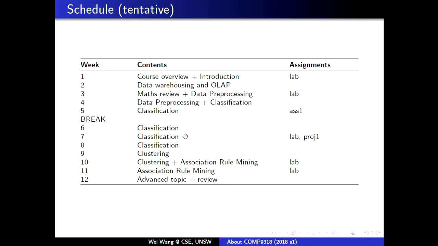And then we talk about data preprocessing. Then we spend most of the time on classification, talking about different types of classification models. And the next major part is clustering, also called the unsupervised learning part. And finally, we talk about association mining.